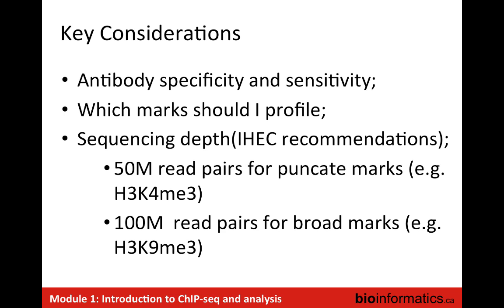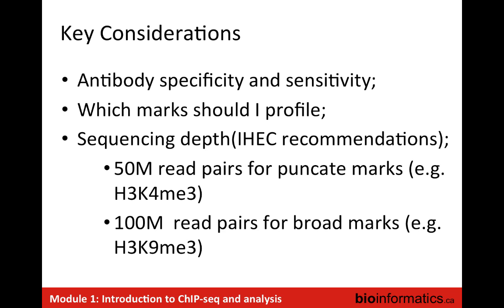The second key consideration, what marks should I profile, depends on the question, right? So if you're looking at enhancers, maybe you want to use K27 acetylation, K4 monomethylation. If you're looking at Polycomb, Trithorax, K4 tri, K27 tri. So this is a consideration. What about sequencing depth? Okay, this is another question I get asked all the time. These are the current recommendations of the assay standards group within the International Human Epigenome Consortium dealing with human, okay? This is much deeper than it appears one needs to go for mouse. Mouse is about half of this, and there are a number of published attempts to look at essentially saturation of histone marks as we go deeper and deeper.